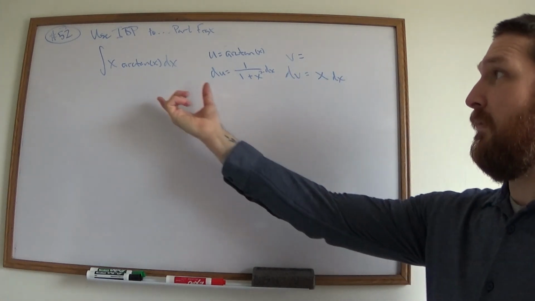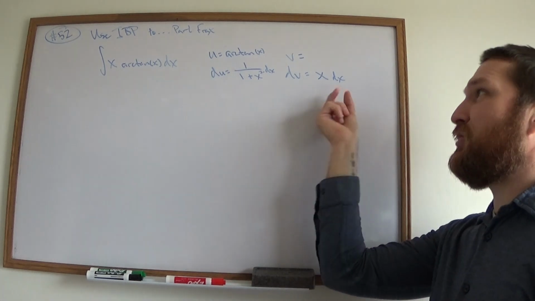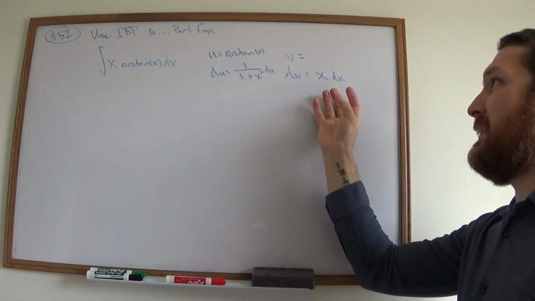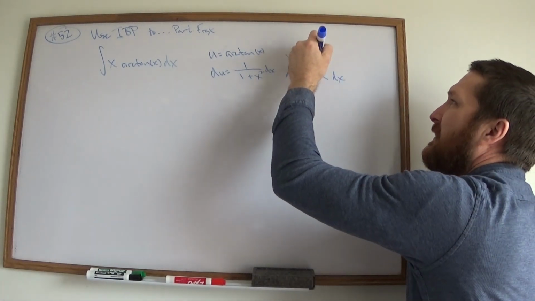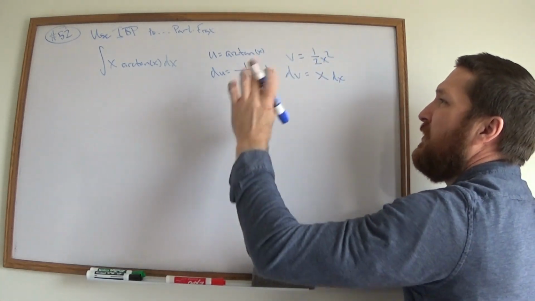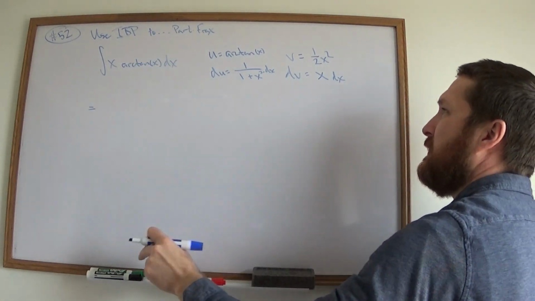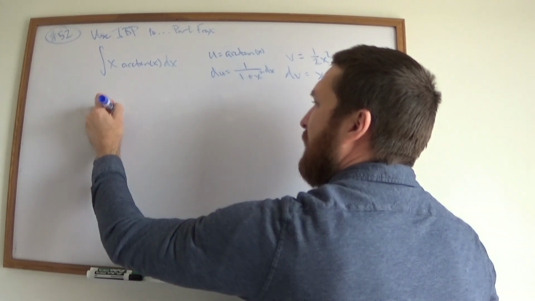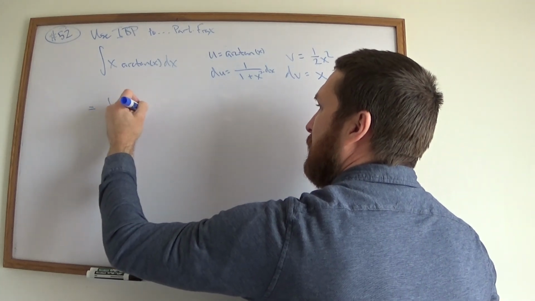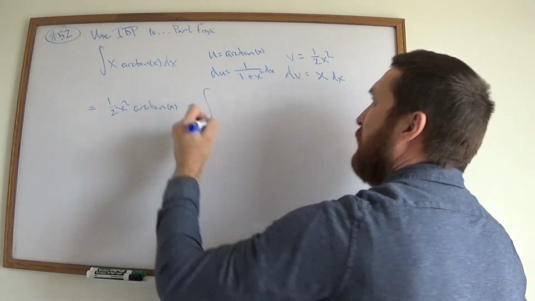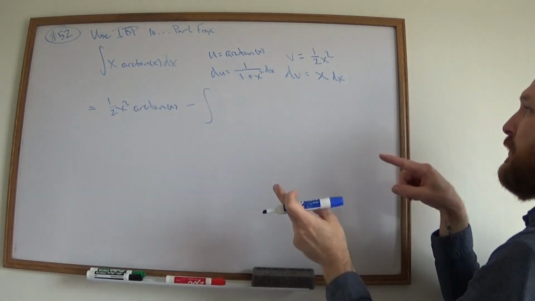Right, we got to choose, we're choosing u and dv. So we take the antiderivative of that, and it gives me 1/2 x squared. So this thing turns out to be uv minus the integral of v du. uv is 1/2 x squared arctan, minus the integral of v du.